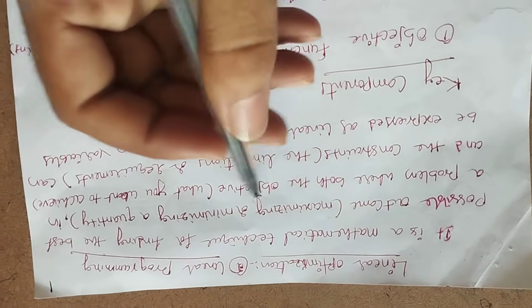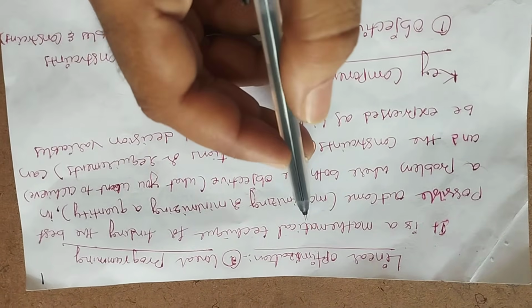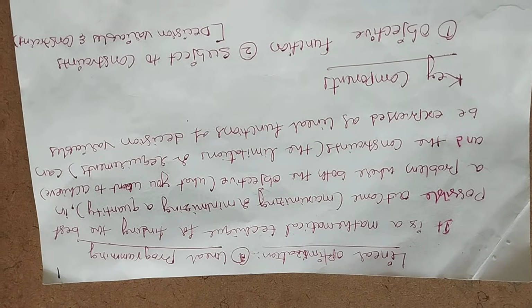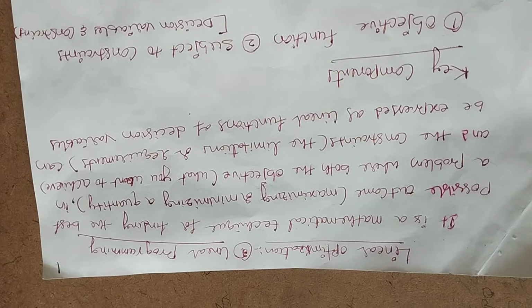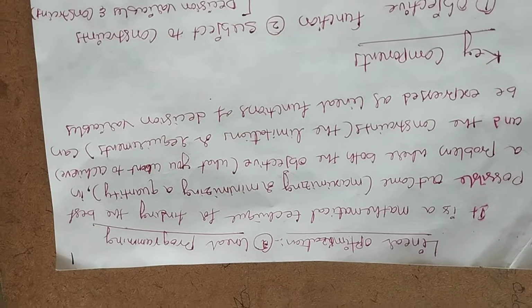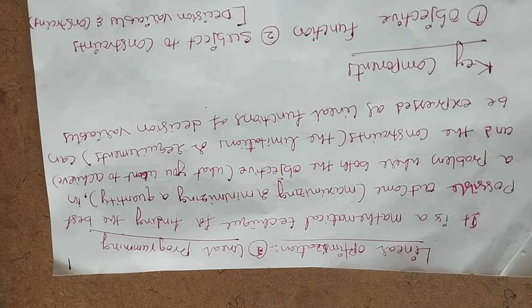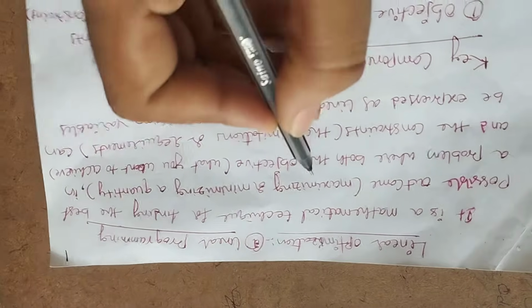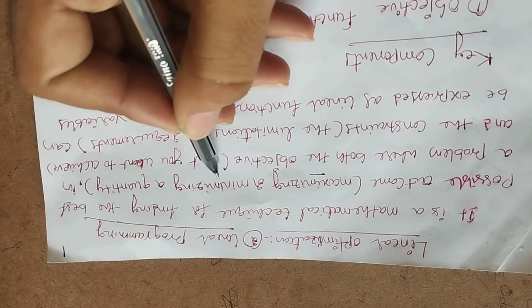Linear programming is also termed linear optimization. It is a mathematical technique for finding the best possible outcome in a problem where both the objective and the constraints can be expressed as linear functions of decision variables. Here we have maximization and minimization.